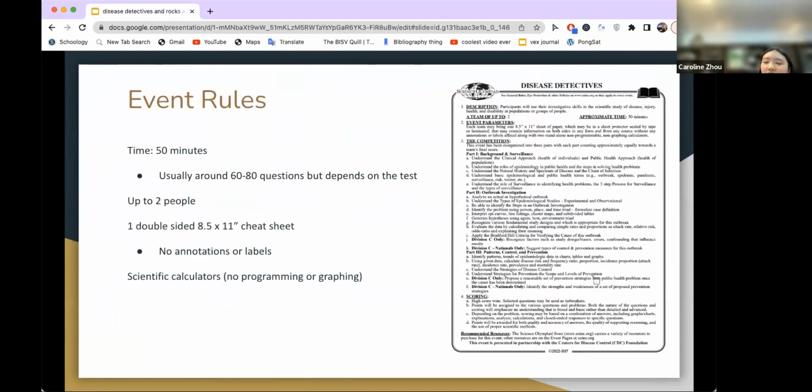You're actually allowed to have a cheat sheet. It's a piece of printer paper that's double-sided. You just type it out and print it. You aren't allowed to have annotations or labels though. You're also allowed to have a calculator, but it's only allowed to be scientific, so no programming or graphing calculators.